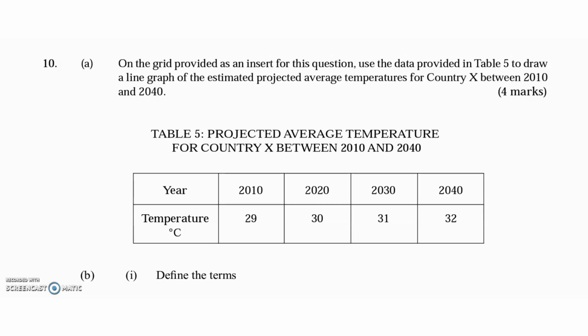Remember, you have to include a proper scale, you have to include a proper title, you have to plot your points properly, you have to label your axes, and do not draw a best fit line. Use a ruler and individually plot each point with a straight ruler. All right? Okay, so that is simple. Everybody knows to draw a line graph. Let's go through quickly.